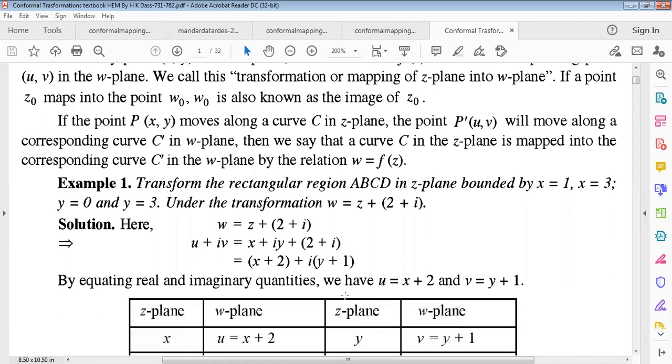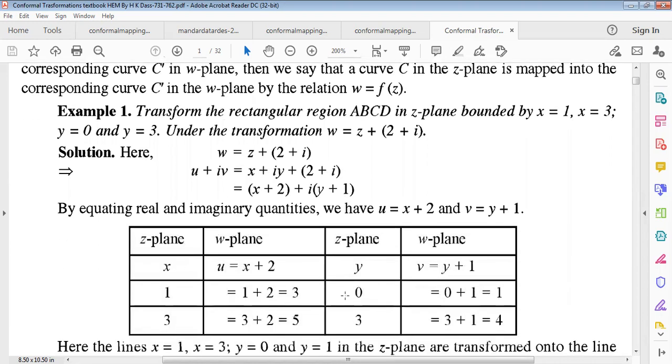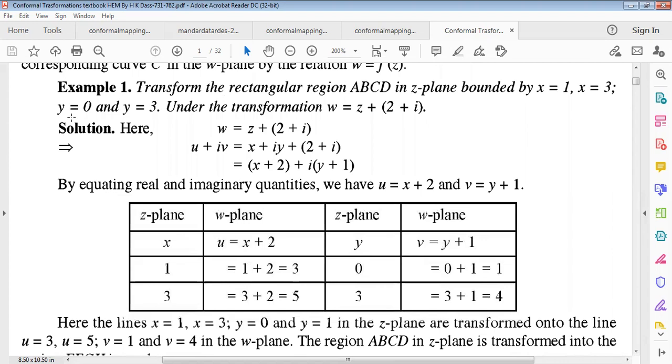Now, to understand the transformation, try to solve this example 1. Transform the rectangular region ABCD in the z plane bounded by x equals 1, x equals 3, y equals 0, and y equals 3, under the transformation w equals what? z plus 2 plus i. This is actually a complex number, z plus 2 plus i, and that is another complex number, x plus iy. Okay, so this whole is the w plane.